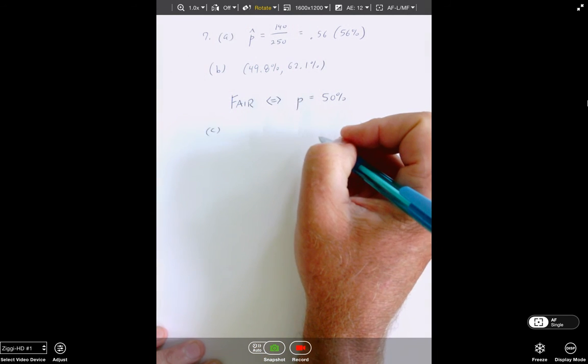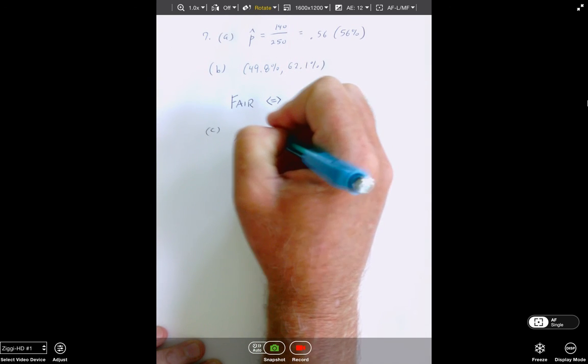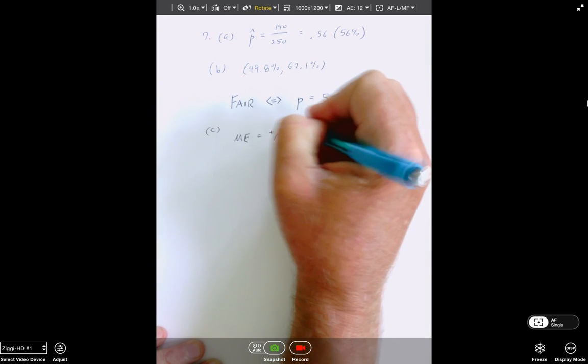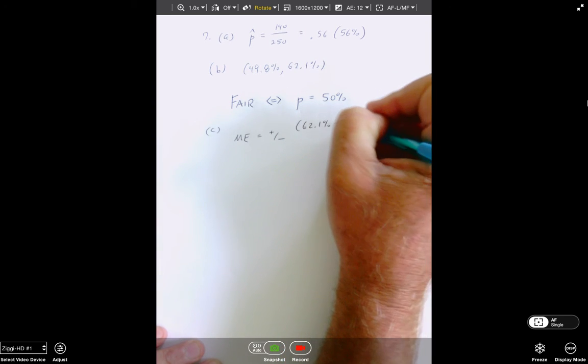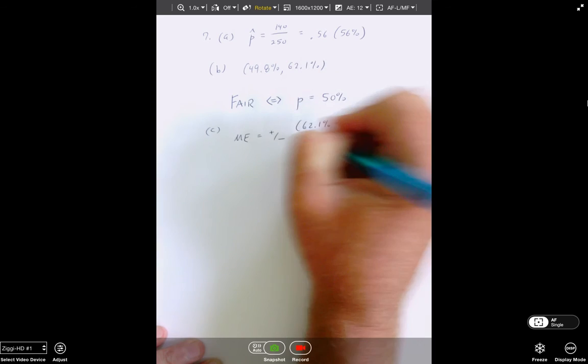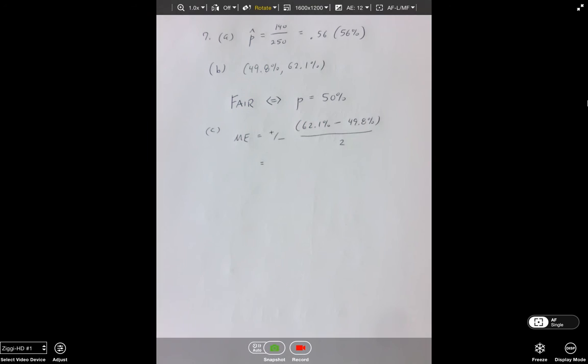Next thing was margin of error. Was my margin of error high enough? Big number minus small number, divided by 2. I want something about 3%.